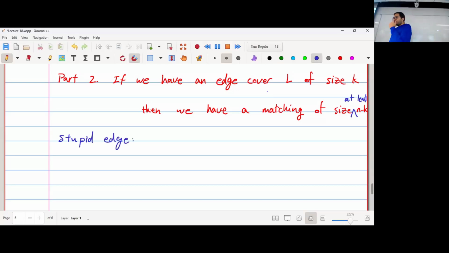Let's say that I have an edge. So suppose E is in L. So the edge E is in my edge cover. So this is the edge E. Well, what is this edge covering? It's covering the 2 vertices on its 2 endpoints. Okay, so I have, let's say, U here and V here. I say that E only covers its two endpoints.